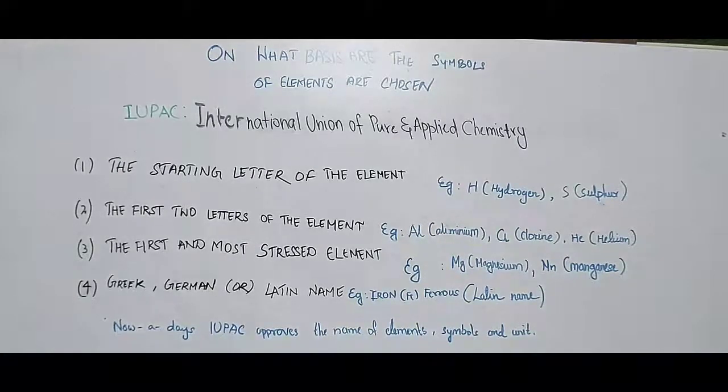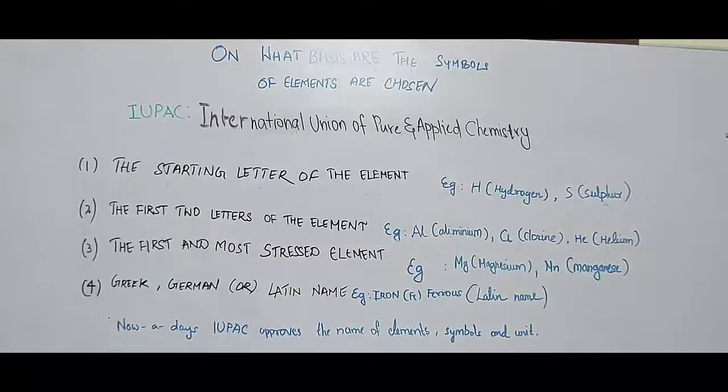Let us consider magnesium. When we pronounce magnesium, after M, G is the most stressed letter. So the symbol of magnesium is Mg. And when we consider manganese, when we pronounce manganese, after M, N is the most stressed letter. So the symbol of manganese is Mn.